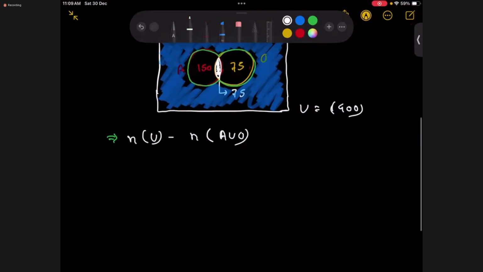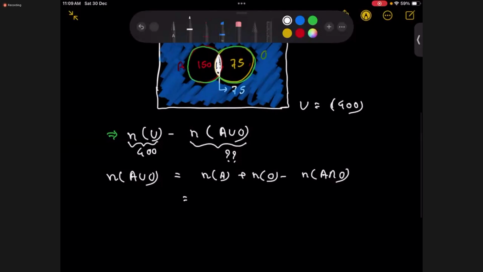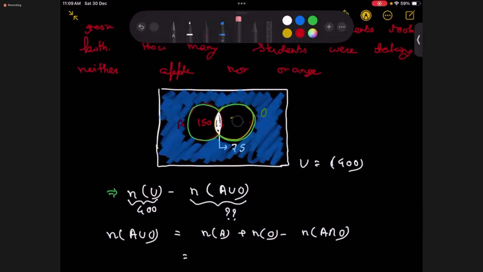Now how can I calculate this? For that we need to calculate this first. What is this and what is this? This is 400 and we don't know about this one, so we need to calculate it. What is the formula? n of A plus n of O minus n of A intersection O, which is equal to... okay, I have written something wrong here. This is not 75, it is 100. It was 100.